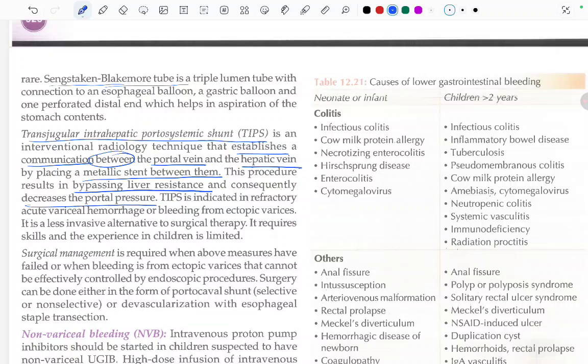So this TIPS is indicated in the refractory acute variceal hemorrhage or bleeding from the ectopic varices. Fine. This is important to know. When is TIPS indicated? In a refractory acute variceal hemorrhage or bleeding from the ectopic varices. It is a less invasive alternative to surgical therapy, and it requires skills, and experience in children is limited. Okay.